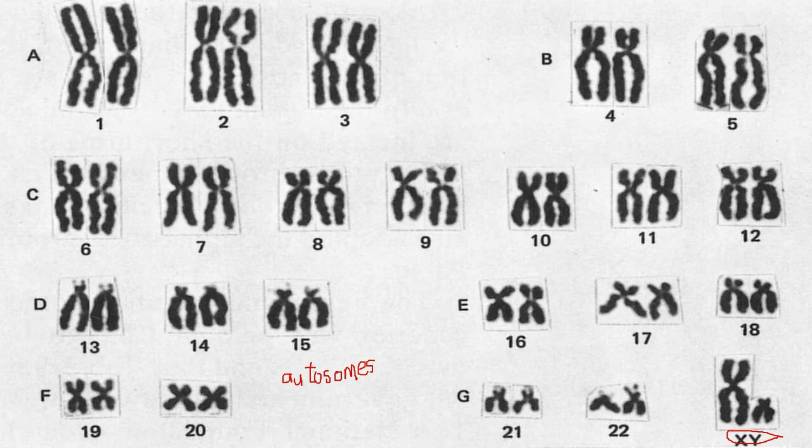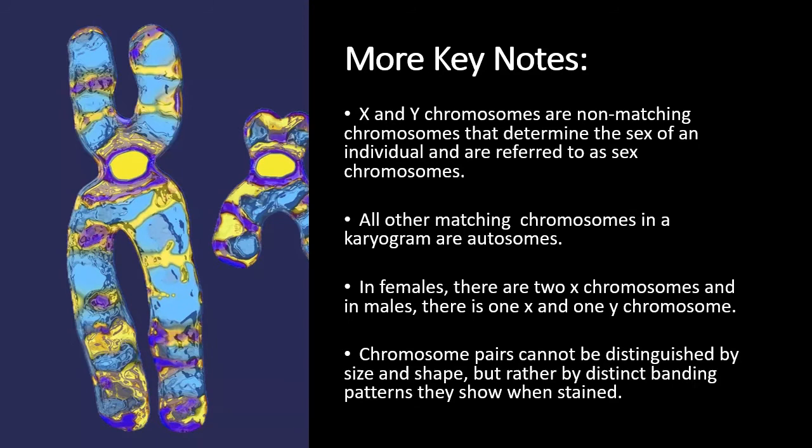Something that you also notice here is that the X chromosome is a lot bigger than the Y chromosome, and I will discuss more on that as I go on to the next slide. So here we go. The X and Y chromosomes are non-matching chromosomes, which means that they're very different from each other. The X chromosome is a lot larger. It's the big one here, while the Y chromosome is quite small. All the other chromosomes in the karyogram I just showed you are matching chromosomes, and again, they're called autosomes, while the X and Y chromosomes are called sex chromosomes.